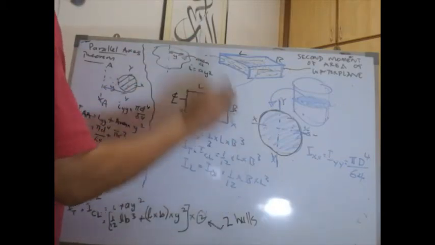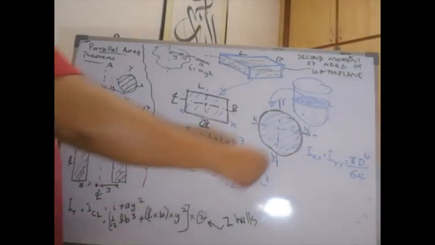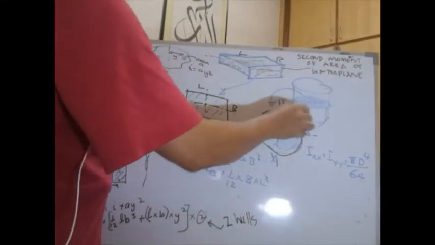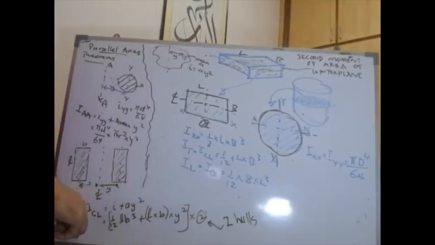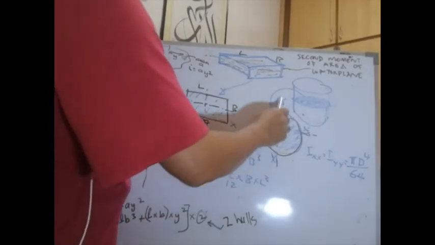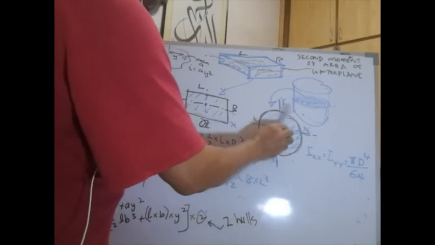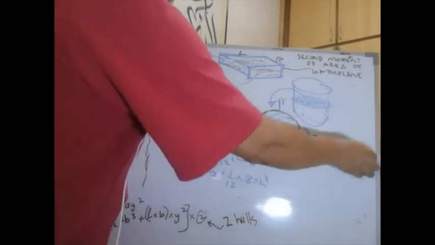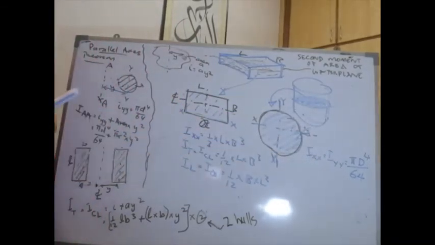For a cylinder floating like this, the waterplane area is just a circle like this. For a circle, the second moment of area about this axis or this axis is the same. So Ixx is equal to Iyy, and the formula is pi d to the fourth over 64.